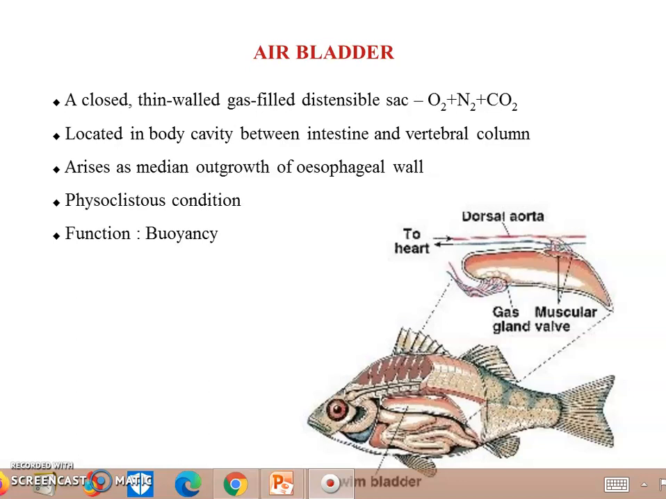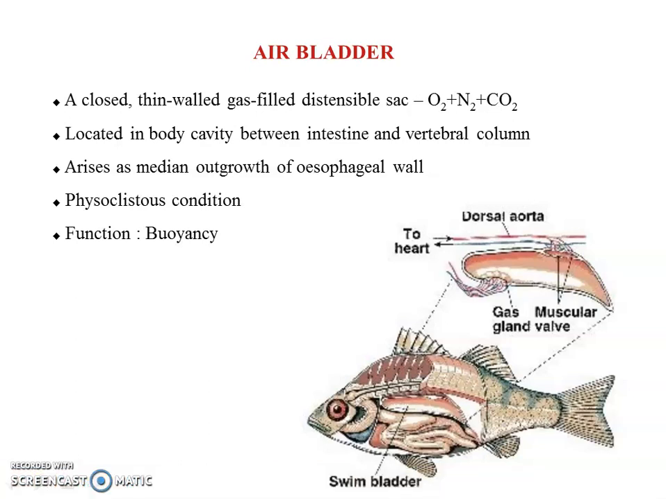It contains a gaseous mixture of oxygen, nitrogen, and carbon dioxide in various proportions. Its walls are richly vascular and formed of elastic connective tissue, and that is what makes it a distensible sac. The gas bladder of mullet arises as a dorsomedian outgrowth of the esophageal wall. Initially, it is connected to the esophagus through a small duct called a pneumatic duct, but later this connection is lost and the bladder becomes an isolated and closed sac. This condition of the gas bladder is known as physoclistus condition.